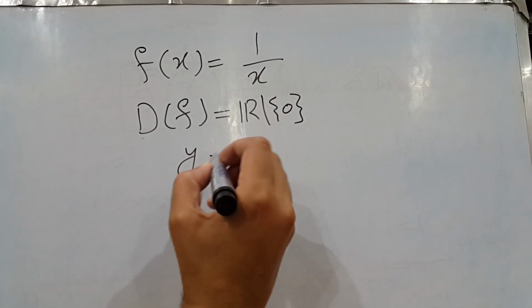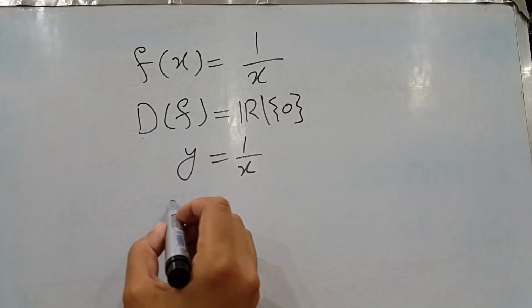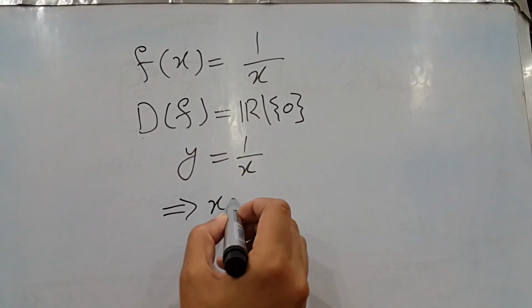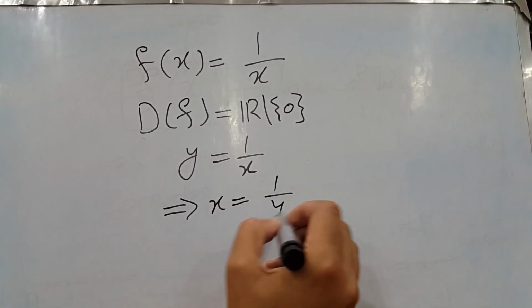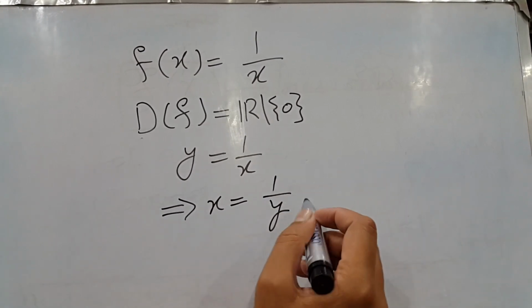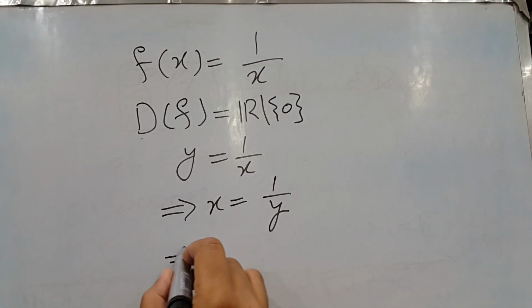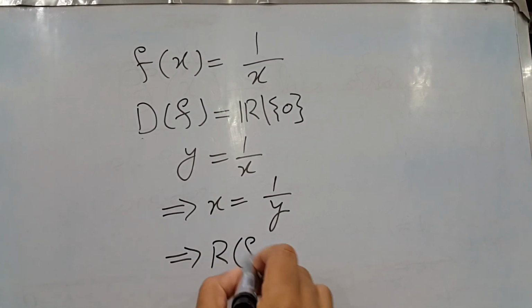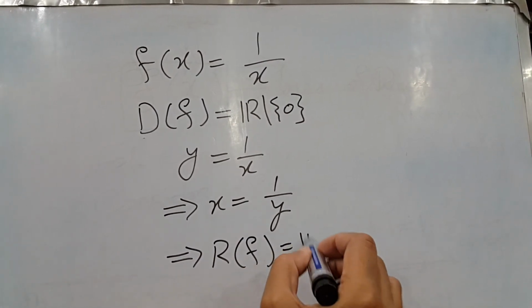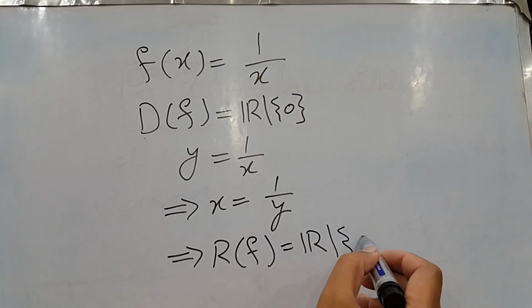For the range of the function, we consider y equal to 1 over x. This implies x is equal to 1 over y. So the range of this function is the set of all real numbers except 0.